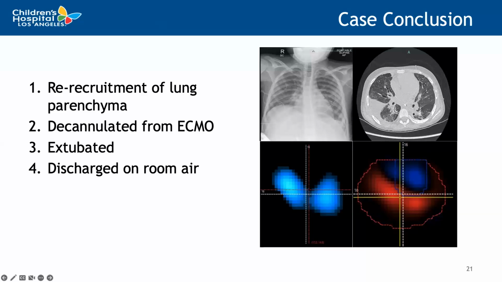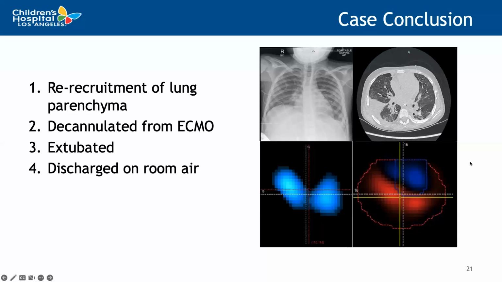The image in the top left shows his chest x-ray at the time of discharge. As you can see, he has a relatively normal chest x-ray with almost complete resolution of those pneumatoceles and a fairly normal aeration pattern bilaterally. The chest CT image shown there was taken around the time of his ECMO decannulation. Compared to the images that I showed earlier, it highlights the re-recruitment of that lung parenchyma. He does have a little bit of wedge atelectasis here, but overall a relatively normal chest CT given his earlier presentation.